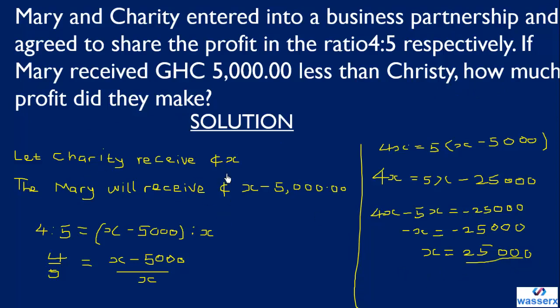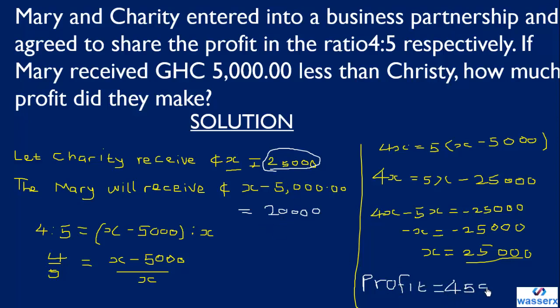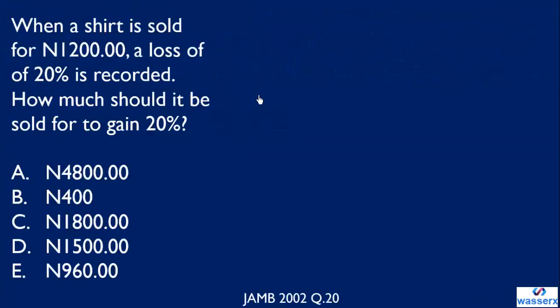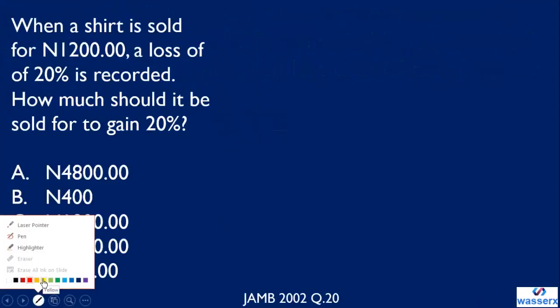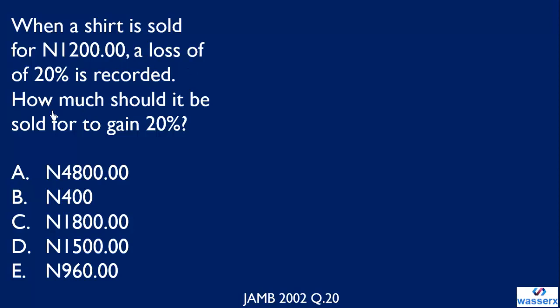Now we need to calculate their total profit. So we know Charity received 25,000. Hence Mary will receive 5,000 less, which is 20,000. So adding the two, they made a total profit of 45,000. When a shirt is sold for 1,200 naira, a loss of 20% is recorded. How much should it be sold to gain 20%?